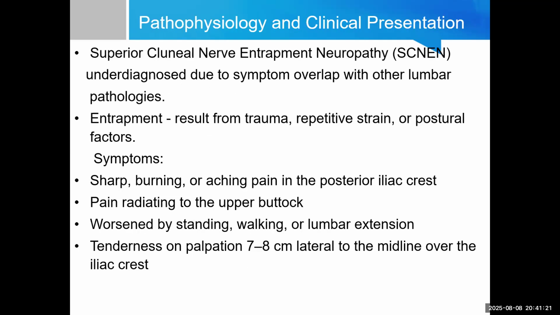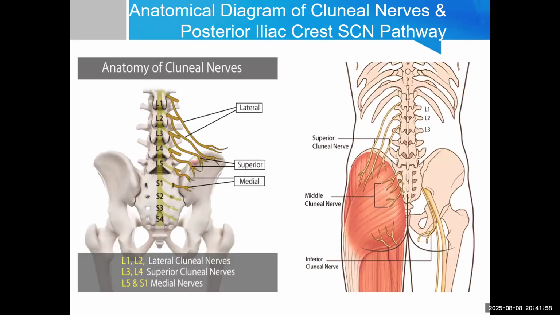Superior cluneal nerve entrapment neuropathy is underdiagnosed because of its symptom overlap with other pathologies like lumbar PIVD, SI joint, etc. And the different causes we saw, entrapment, and the symptoms are sharp, burning or aching pain at the posterior iliac crest, pain radiating to the upper buttock, which is worsened by standing, walking, and lumbar extension. And tenderness on palpation is 7 to 8 centimeters lateral to the midline, which can help us differentiate from lumbar facet pain, which we see really close to the spinous process or over the facet joint. This tenderness is really lateral, actually. So this is the anatomy.